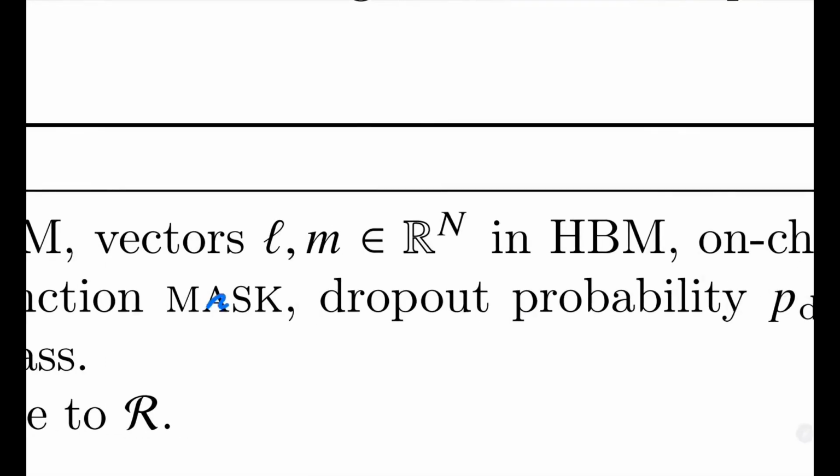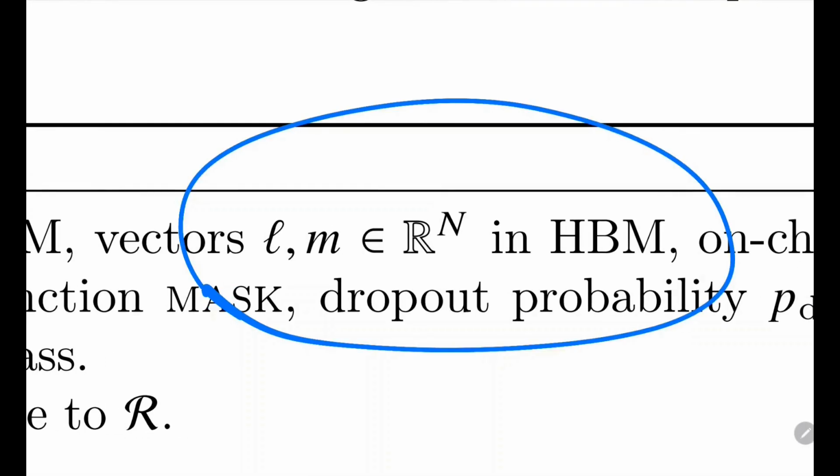We will need the vectors L and M, which are part of the real numbers, which are the log sum exponential and max values from the forward pass. These are also stored in HBM memory.